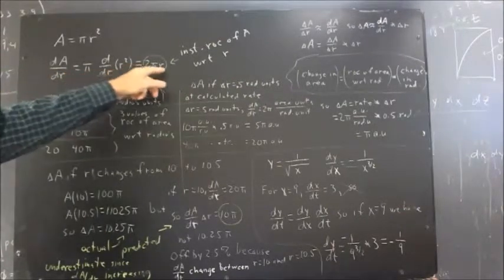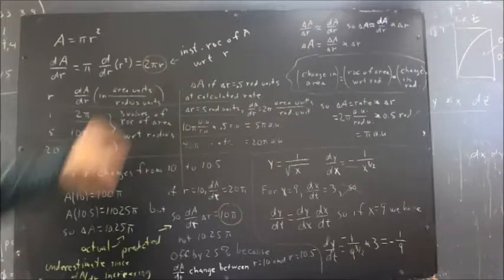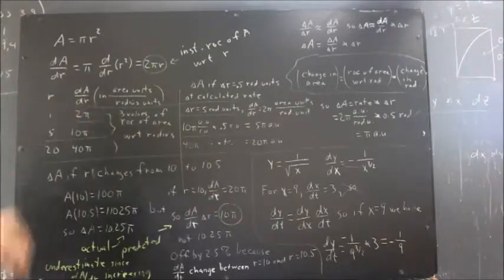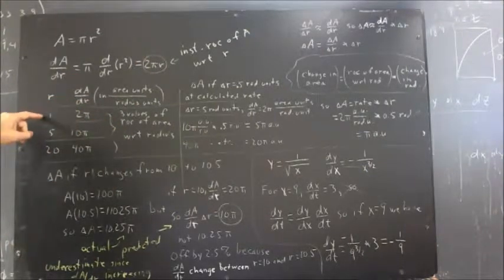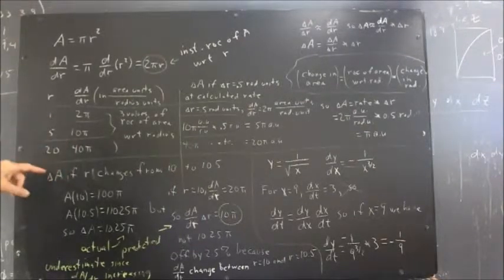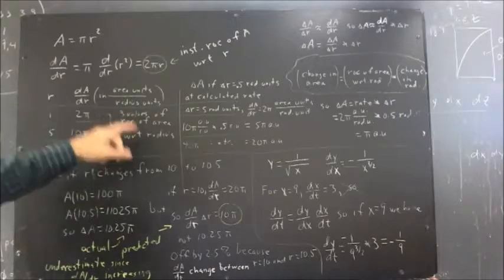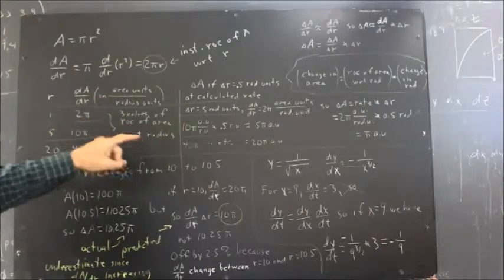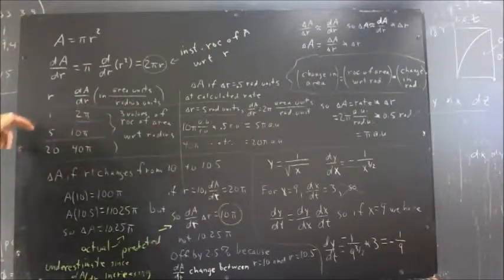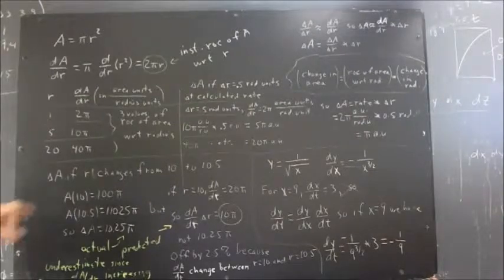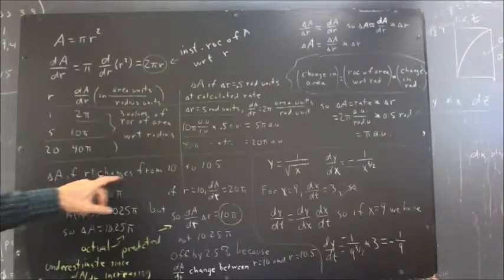dA/dr is 2 pi r. So we just multiply 2 pi by the value of r, and we get the value of dA/dr. Multiplying 2 pi by r equals 1 gives us 2 pi. Multiplying by r equals 5 gives us 10 pi. And then plugging in r equals 20 into this expression, we get 40 pi. These are 3 values of the instantaneous rate of change of the area with respect to radius, corresponding to these 3 radii.